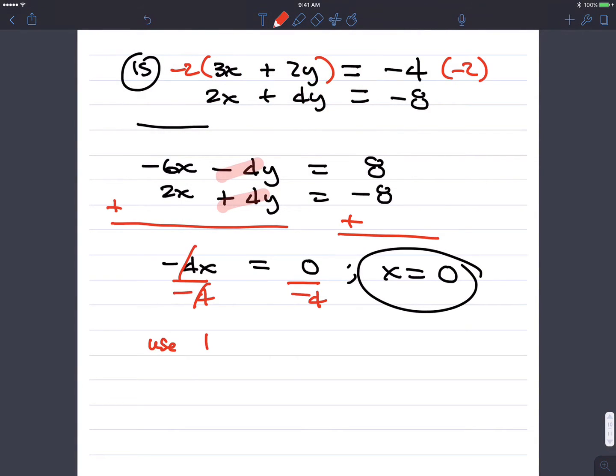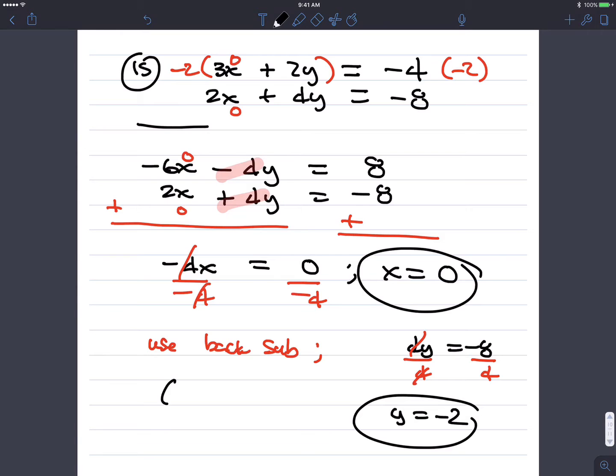We're now going to use back substitution. Plug in 0 wherever there's an x variable. I think I'm going to use the second equation here. It looks like it's easiest. I know that 2 times 0 is going to give me a 0, so this is gone. I just have 4y minus 8. Let's divide both sides by 4 here. We're going to get y equal to negative 2. So the x-coordinate is 0, and the y-coordinate is negative 2.